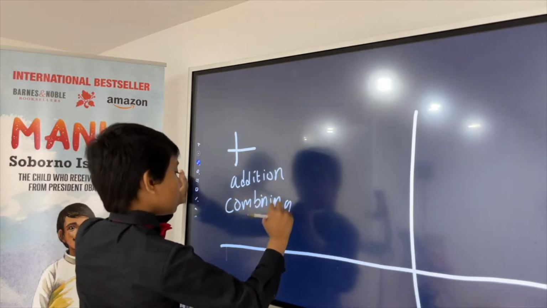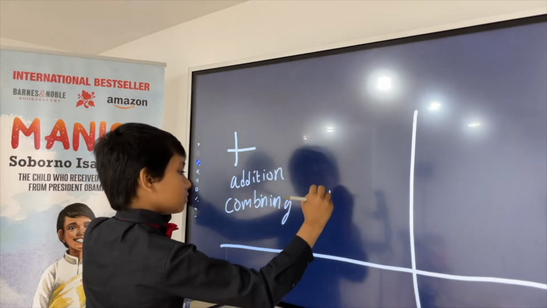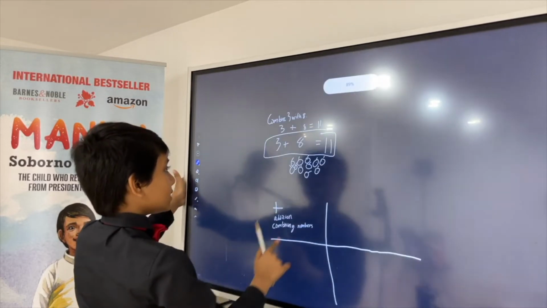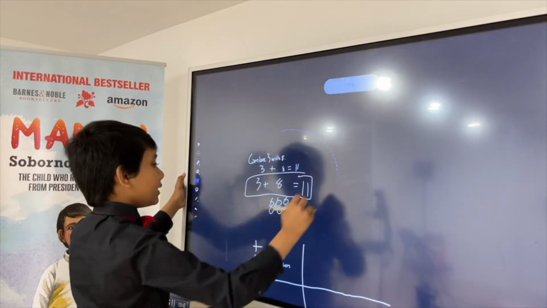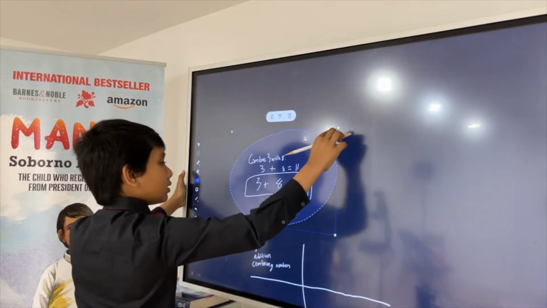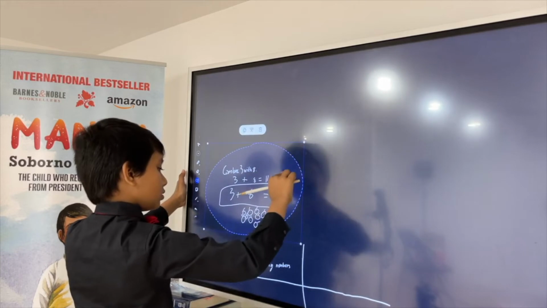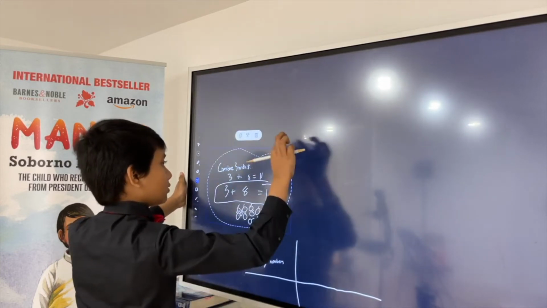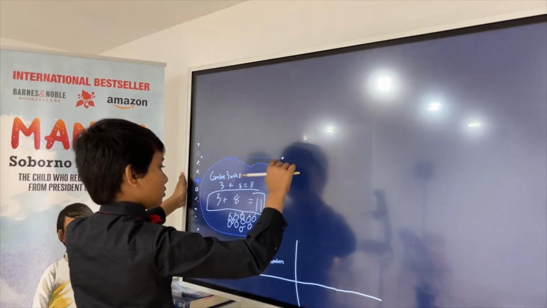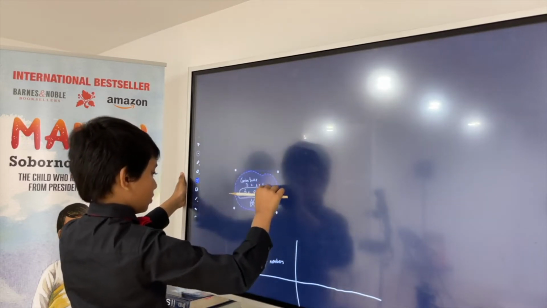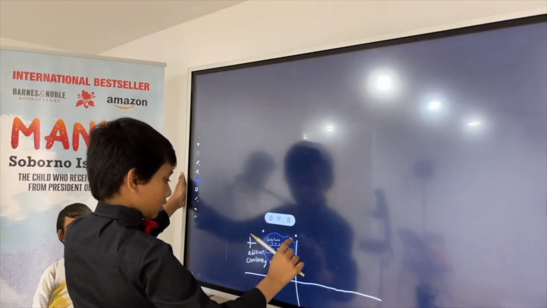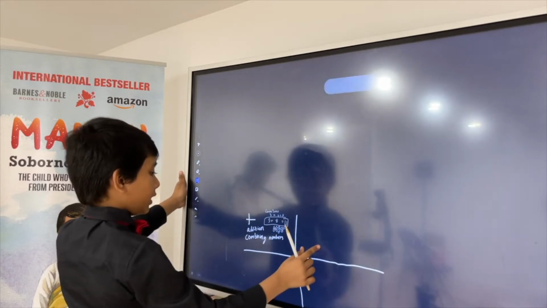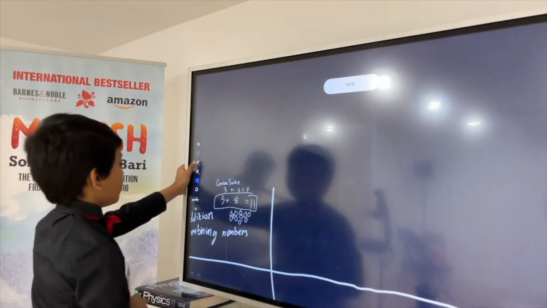Combining numbers. Let's take this we have over here, scale it down. How would I scale this down? So let's put it right over here, and that's it.